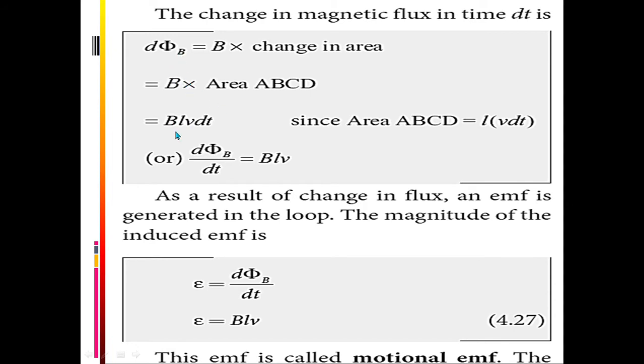dφ_B is nothing but B L v dt. B L v dt divided by dt, the dt cancels, remaining term B L v. As a result of the change in flux, an EMF is generated in the loop. The magnitude of the induced EMF is ε = dφ_B/dt, which is nothing but ε = B L v. This EMF is called motional EMF.